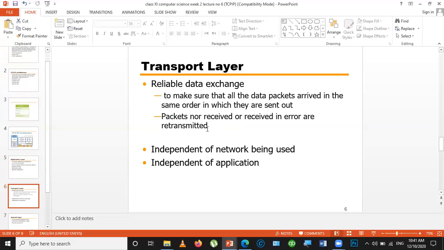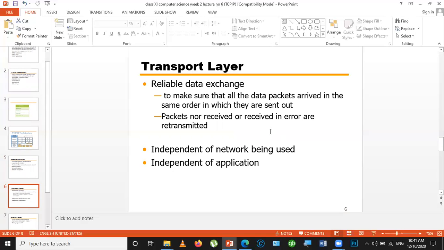The next layer is the transport layer. It is responsible for reliable data exchange, to make sure that all the data packets arrive in the same order in which they were sent out. Packets not received or received in error are retransmitted, independent of the network being used and independent of the application layer.